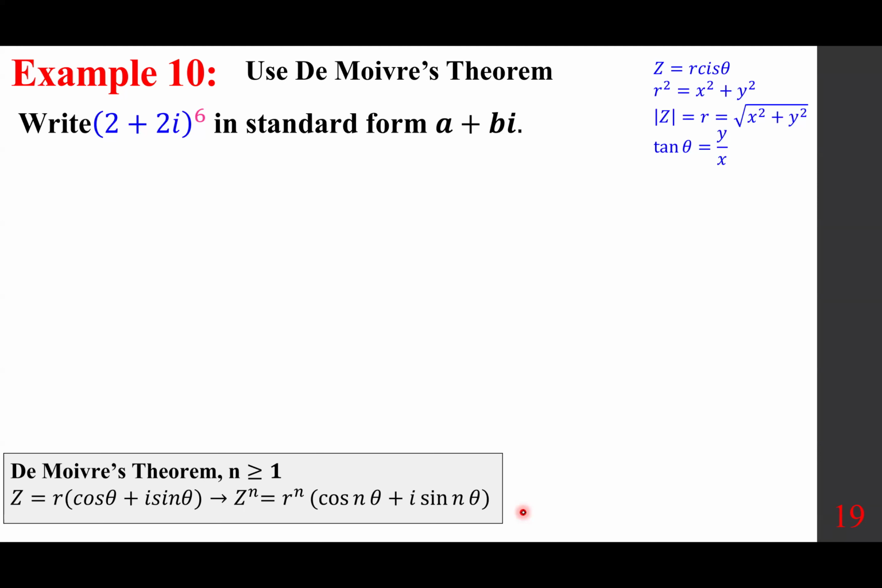So we need to find the R. And R squared is x squared plus y squared, so 2 squared plus 2 squared. So this number, 2 plus 2i, we want to write it in polar form. So this number, 2 squared plus 2 squared, which is 8, and therefore R is 2 square root of 2. So it's pretty straightforward.